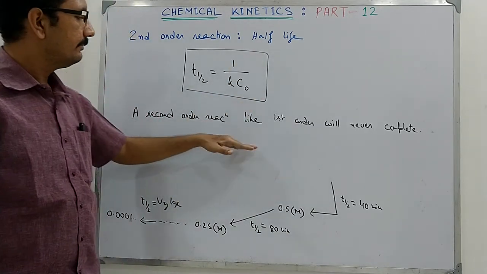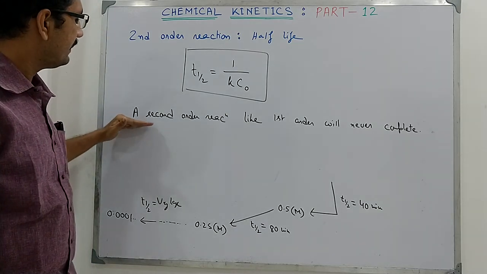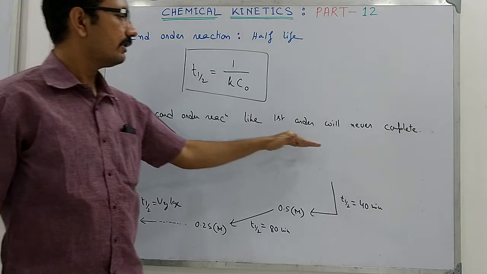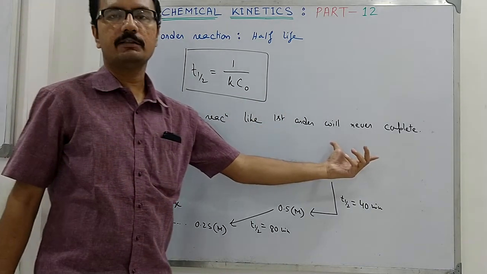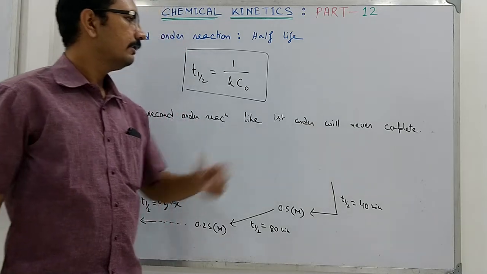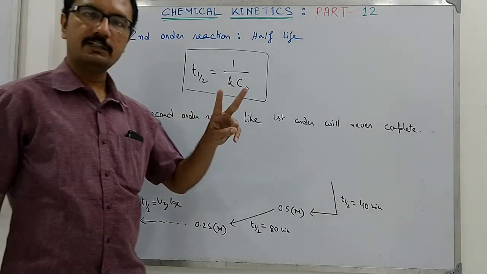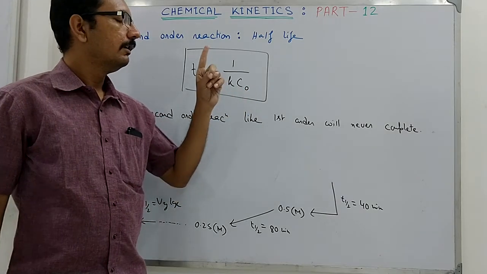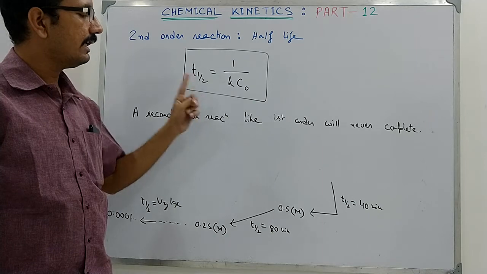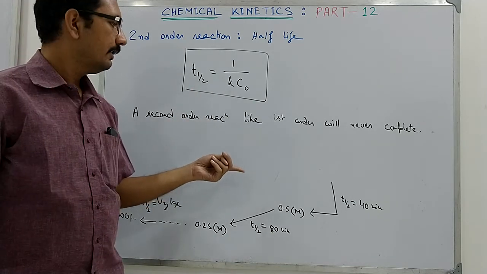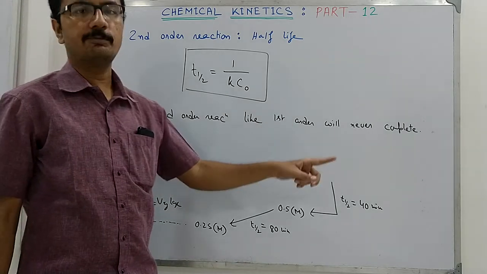Now here I am giving you a statement that a first order reaction and a second order reaction never complete. Never complete. So aren't the two statements contradictory? In part 1, I told you that we will deal with reactions having moderate rates, and in part 12 I am telling you that a second order reaction and a first order reaction will never complete.